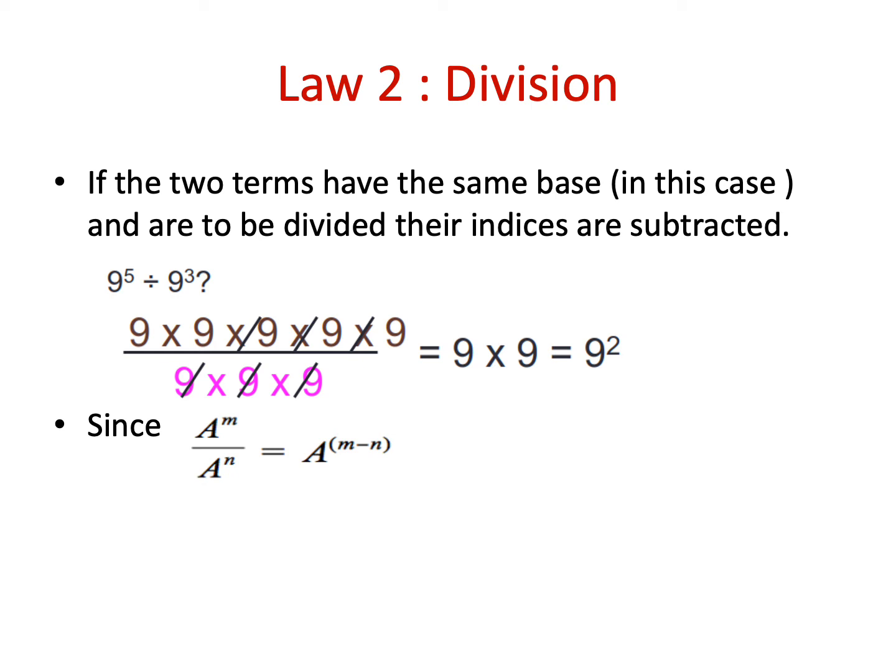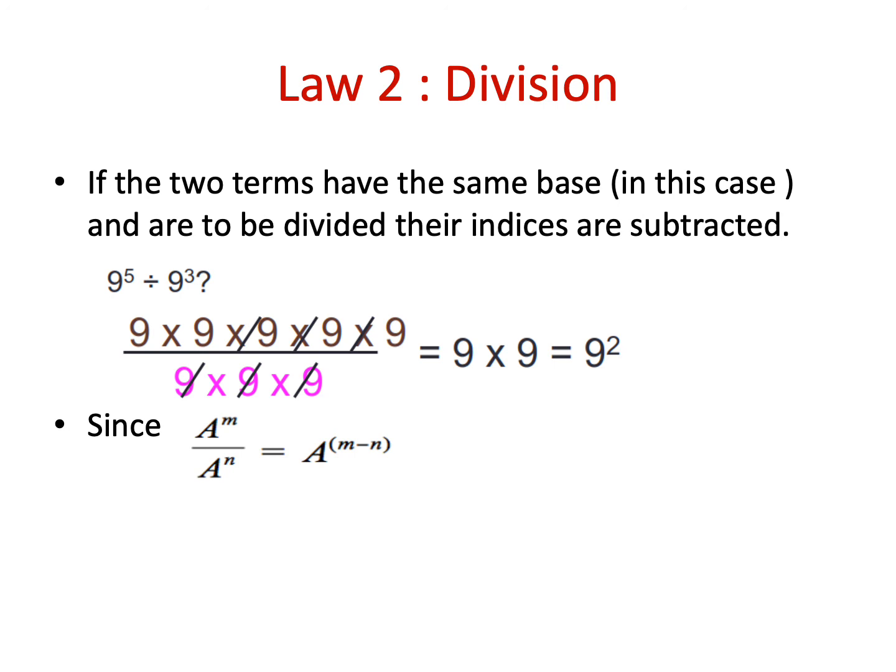Since when you subtract the powers, the powers given here are 5 and 3, so 5 minus 3 gives you 2. I have illustrated here with the division and cancelling out. You can either do it this way, cancel it off, or subtract directly, 5 minus 3, and get 2. Or you can write down 9 to the power of 5 divided by 9 to the power of 3, cancel the common factors and get your answer. Still your answer remains 9 to the power of 2.